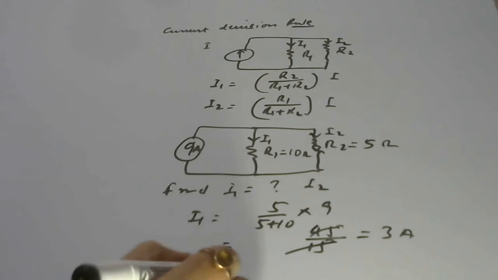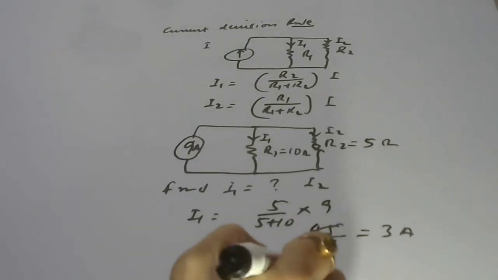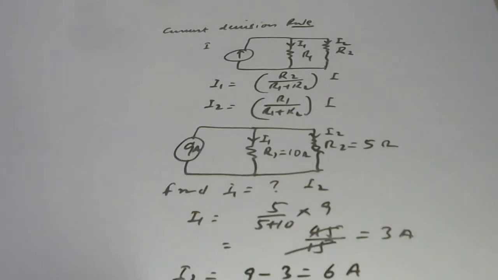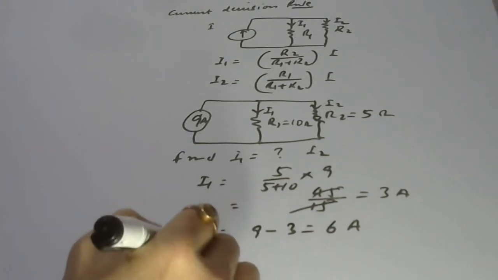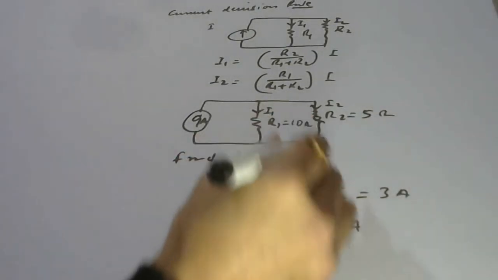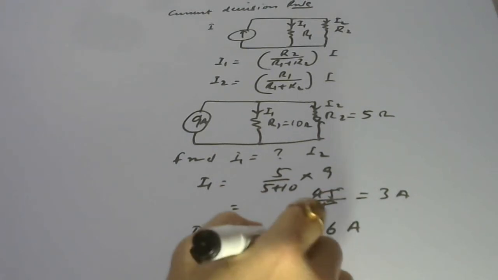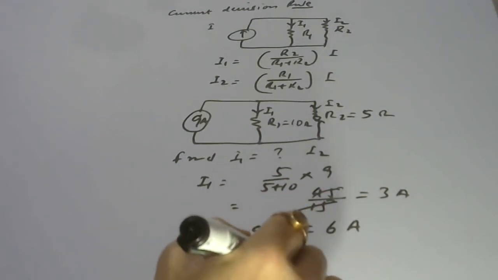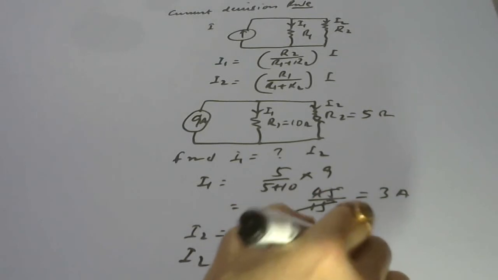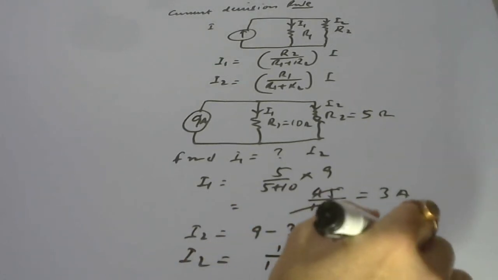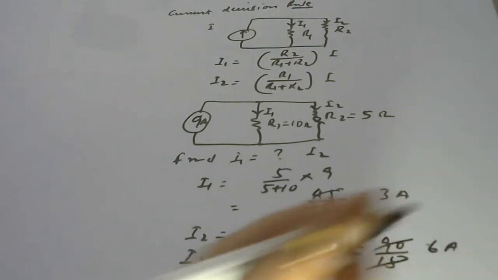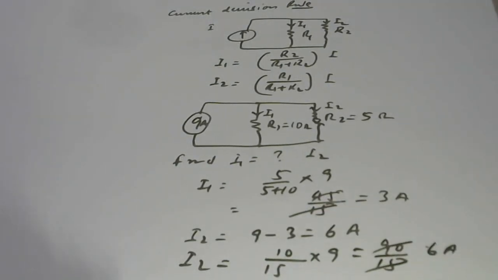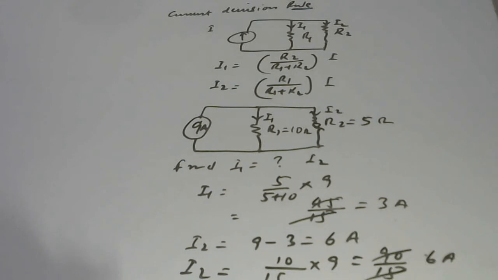I2 we can calculate as 9 minus 3, that is 6 ampere, or we can use the formula again. I2 with the help of the formula is 10 upon 15 into total current 9. This is 90 divided by 15, this is 6 ampere. In this way we can calculate the value of current.